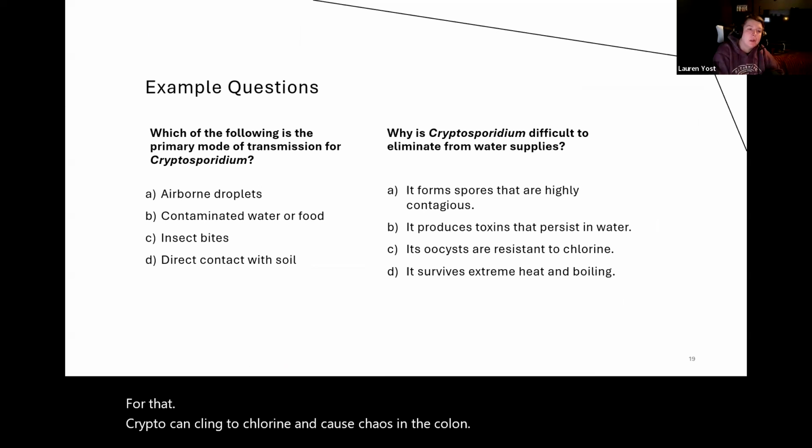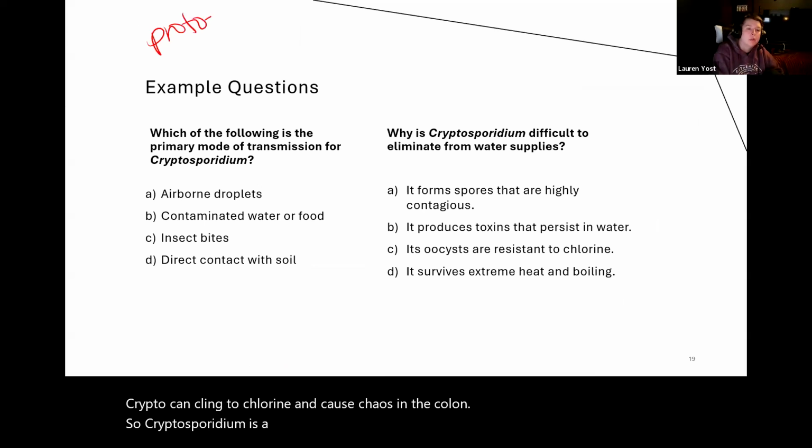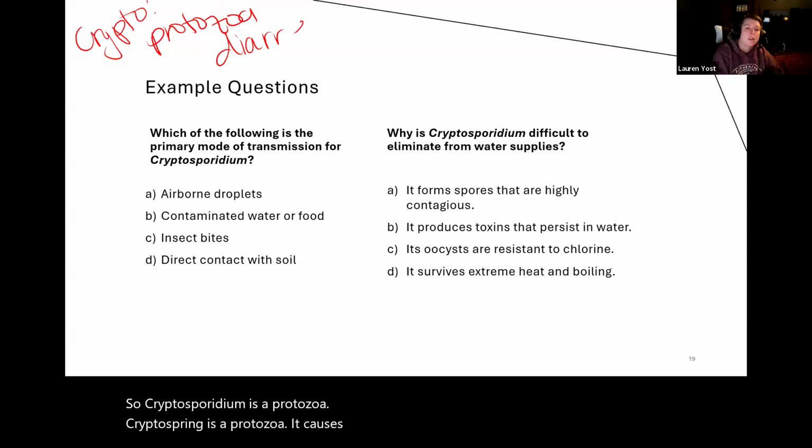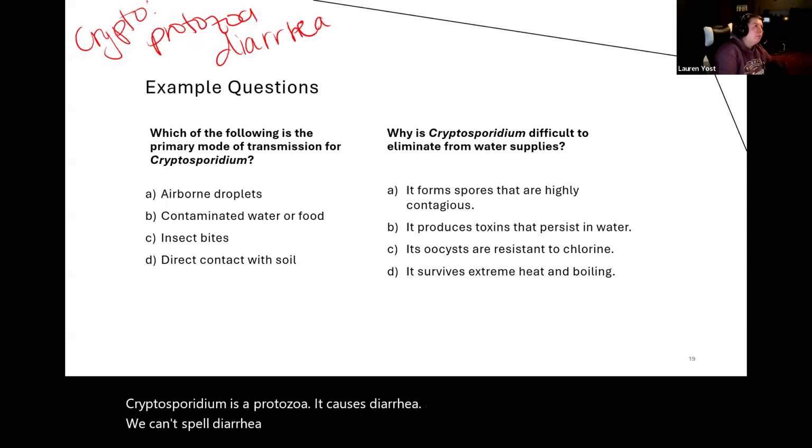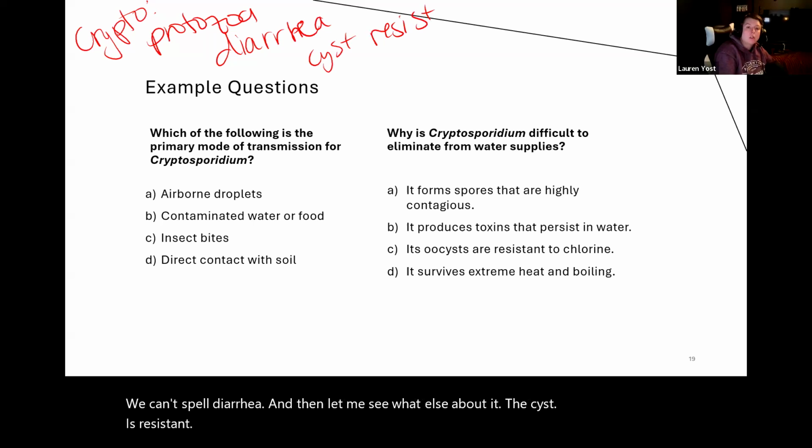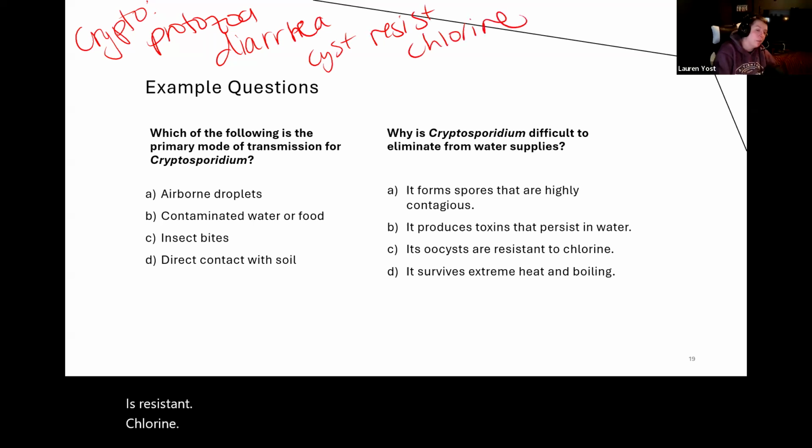So cryptosporidium is a protozoa. It causes diarrhea. You can't spell diarrhea. And then, let's see what else about it. The cyst is resistant to chlorine. All right, so there's your little notes up here. Let's get to our questions.